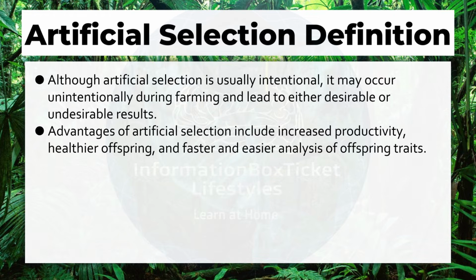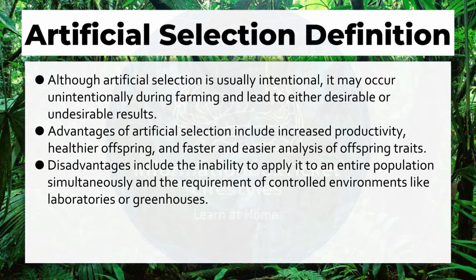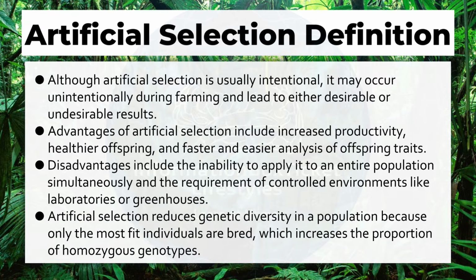Advantages of artificial selection include increased productivity, healthier offspring, and faster and easier analysis of offspring traits. Disadvantages include the inability to apply it to an entire population simultaneously and the requirement of controlled environments like laboratories or greenhouses. Artificial selection reduces genetic diversity in a population because only the most fit individuals are bred, which increases the proportion of homozygous genotypes.